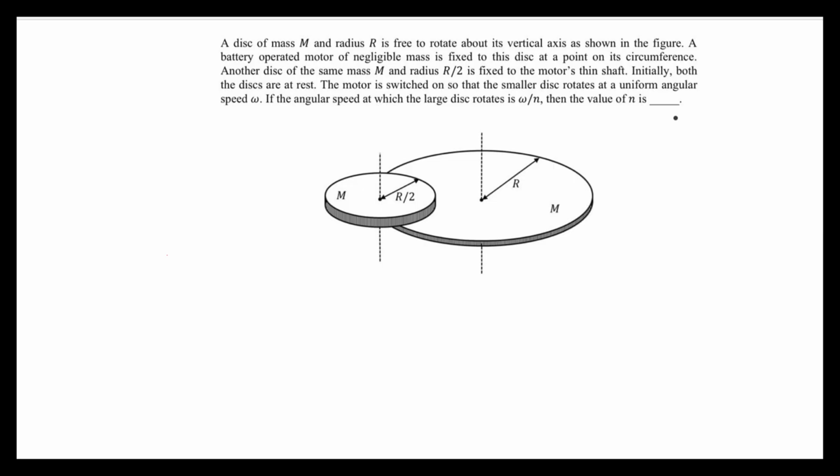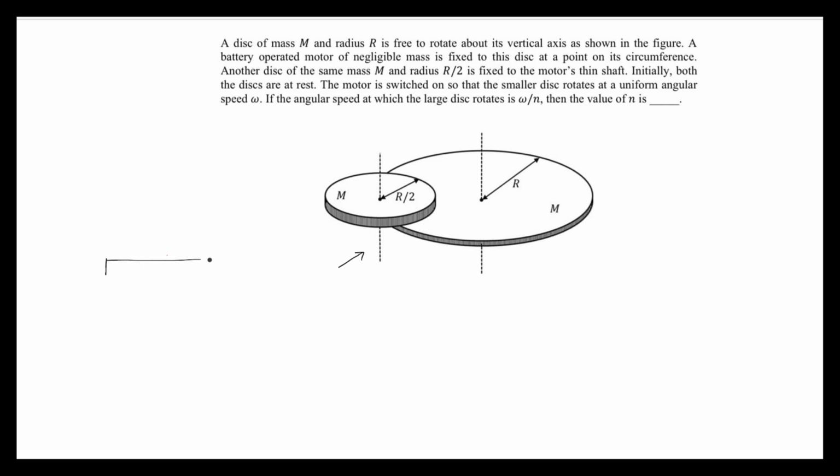So the question is saying there is a disk of mass m, radius r, free to rotate about its vertical axis. And there is another disk which is attached to a motor which is attached to the bigger disk. So let's draw the diagram to understand this question a little bit better. I will just draw the diagram from the side view. So if you're looking from this side, how would it look?